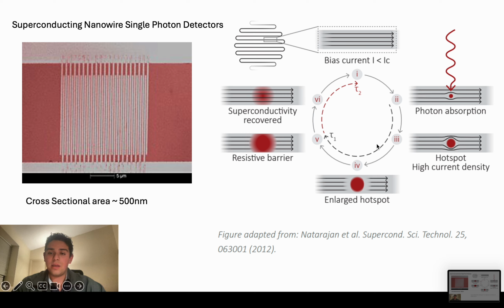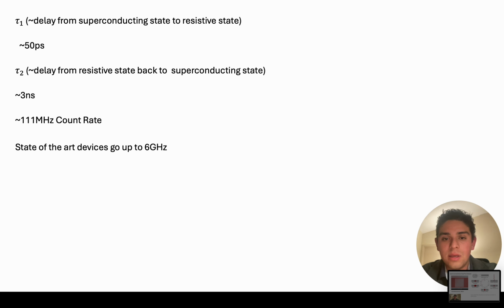And then if we analyze the next part of the circuit, going from the resistive barrier back to the detection or the superconducting state, that time constant is a little more important because that will tell us about the frequency at which we can detect photons. It tells us the reset time of the device, essentially. And if we go back to here, what we see is that the time constant is larger, but it's still pretty small. It's on the order of nanoseconds.